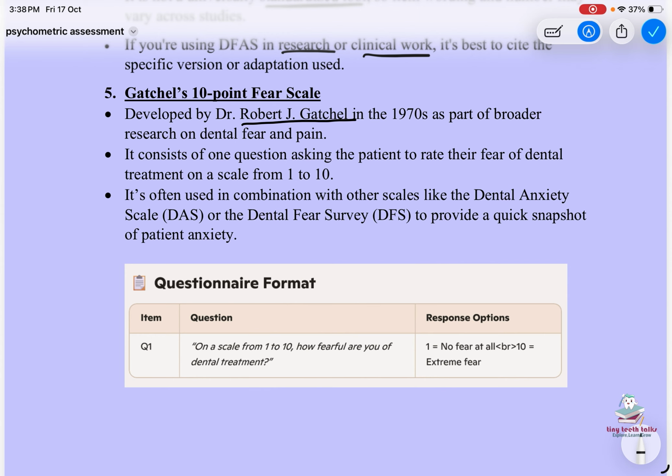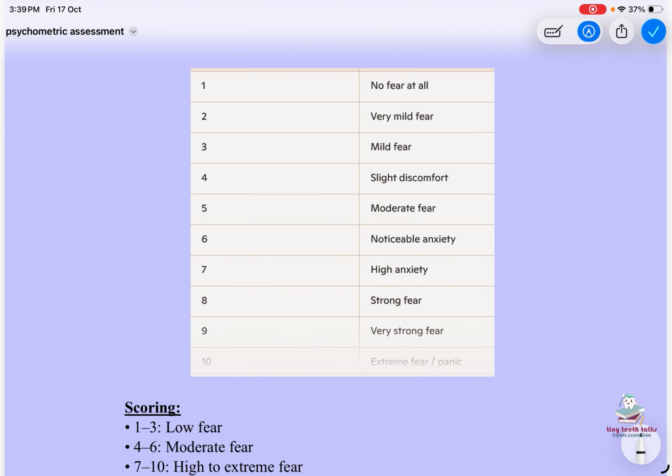It consists of one question asking the patient to rate their fear of dental treatment on a scale from 1 to 10. It's often used in combination with other scales like the dental anxiety scale or dental fear survey to provide a quick snapshot of the patient's anxiety. So the question is, on a scale from 1 to 10, how fearful are you of dental treatment? And the response options are 1 to 10. These are the interpretations of the options.